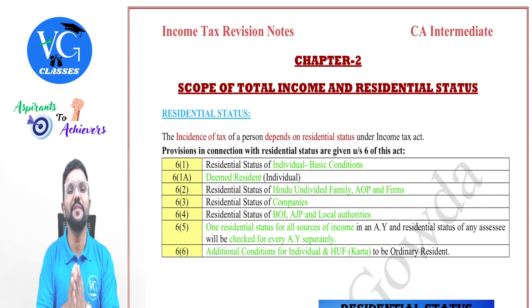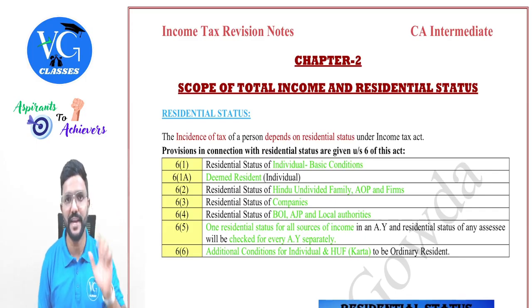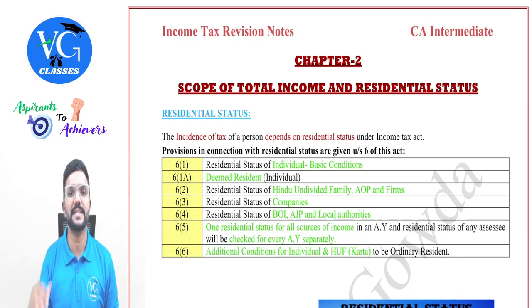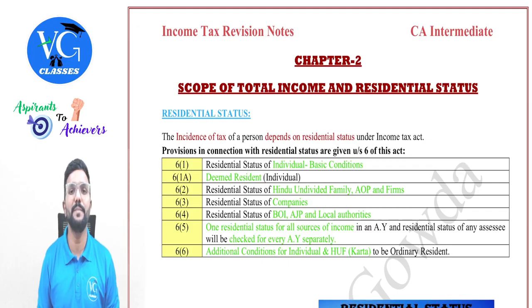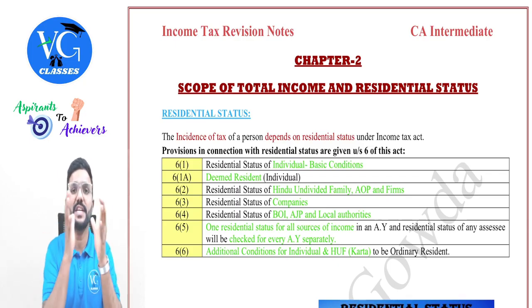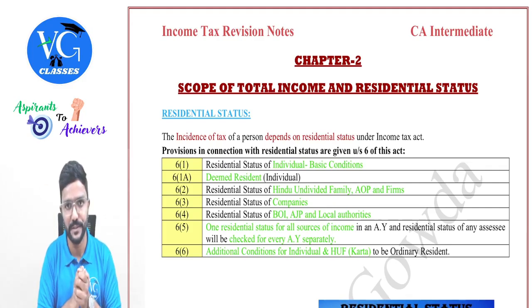Yes, students, now we will revise chapter 2, which covers two topics, that is scope of total income as per section 5 and the residential status as per section 6. So in this chapter, we will be learning section 5 along with section 7 and 9, which is connected to section 5, and also we will be learning the residential status as given in section 6. But first, we will focus on residential status and then we will learn scope of total income, guys.